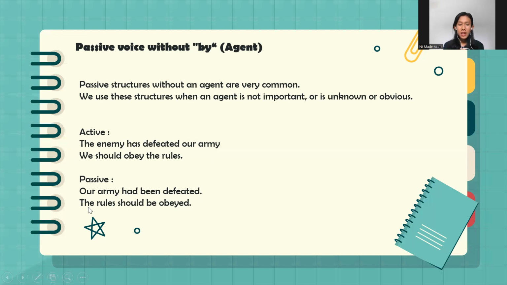Also the same, the second example is we should obey the rules. The rules should be obeyed by, we don't know who should obey this rule, so we didn't put the agent because it's not specific.